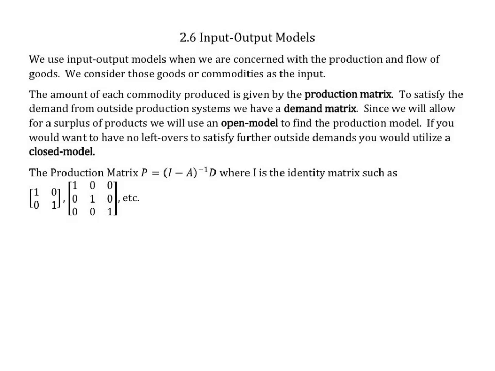The production matrix is equal to the identity matrix minus A, take the inverse of that, and then multiply it by the demand matrix, where I is the identity matrix. Remember, an identity matrix is where we have ones in our diagonals and everywhere else is zeros.